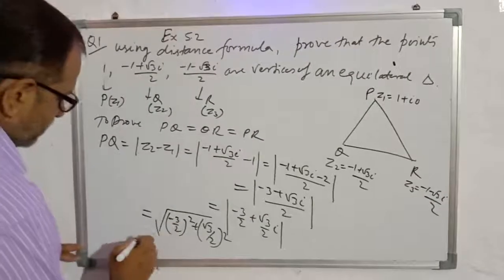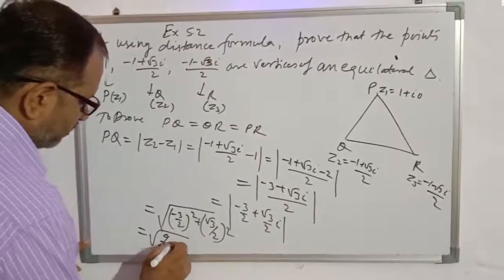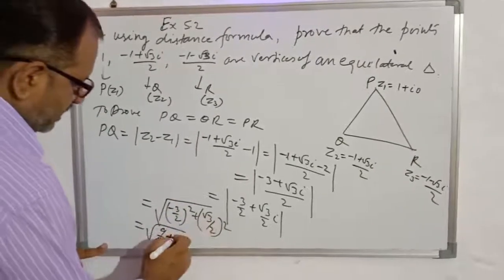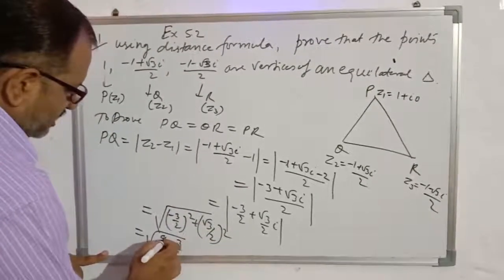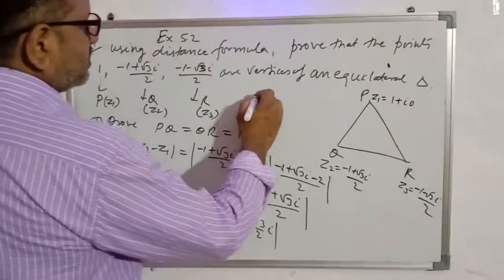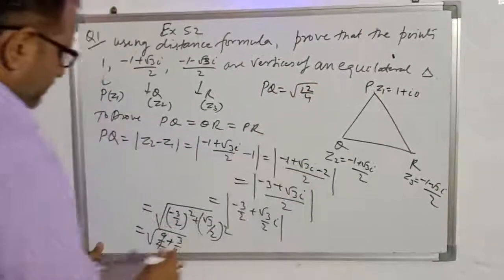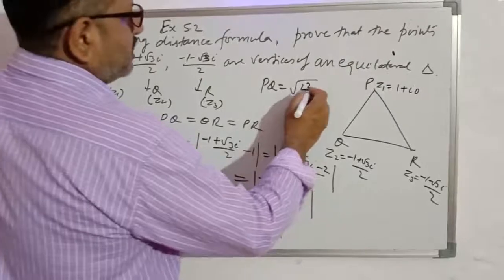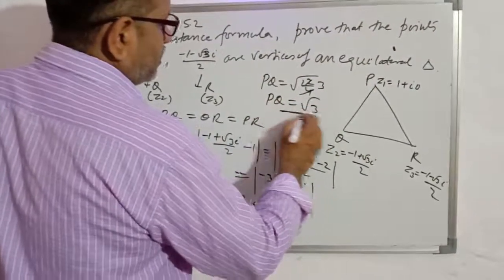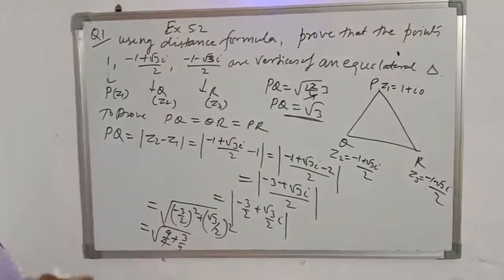So what will be (-3/2)²? 9/4. (-3)² is 9, 2² is 4. (√3)² is 3, 2² is 4. 9 plus 3, 12 by 4. So PQ is equal to under root 12 by 4. 4 3s are 12. PQ is equal to root 3. Similarly, we will find QR and PR.